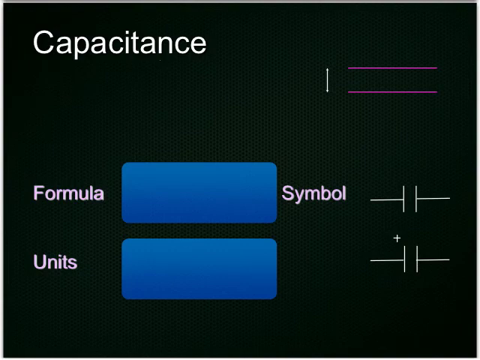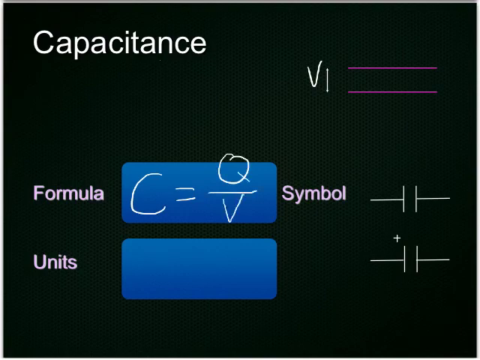So, because of that, if we have two parallel plates, the capacitance of the capacitor is how much charge you can store per volt, okay, and so the unit for that is the farad. And these are the symbols.